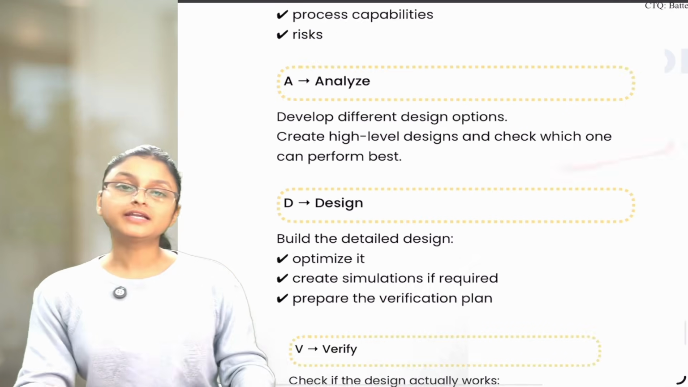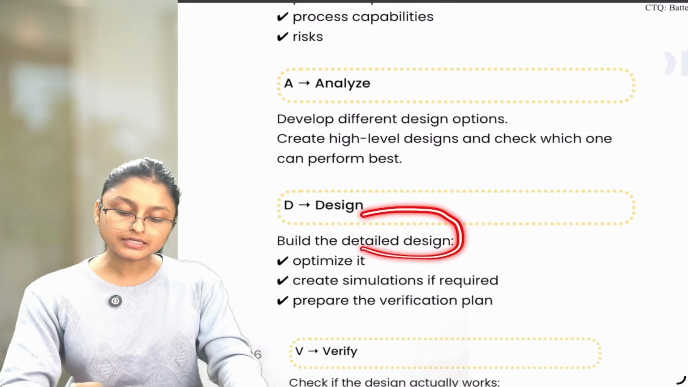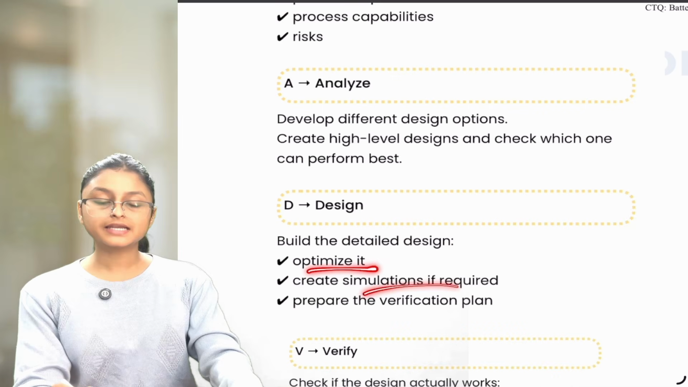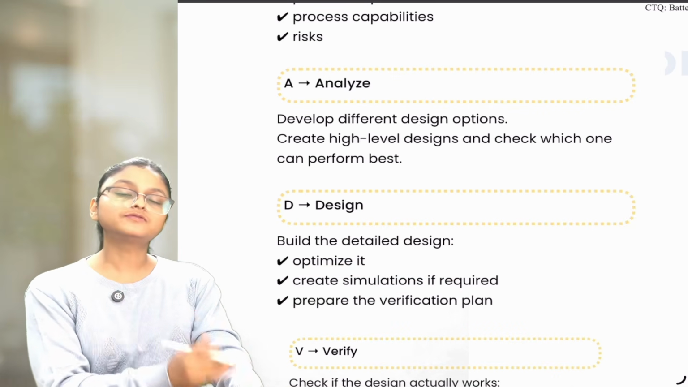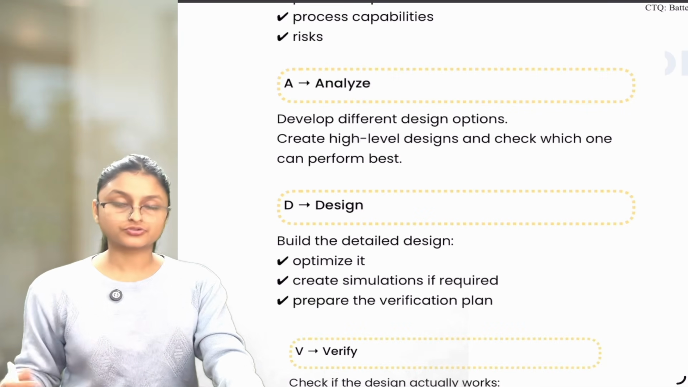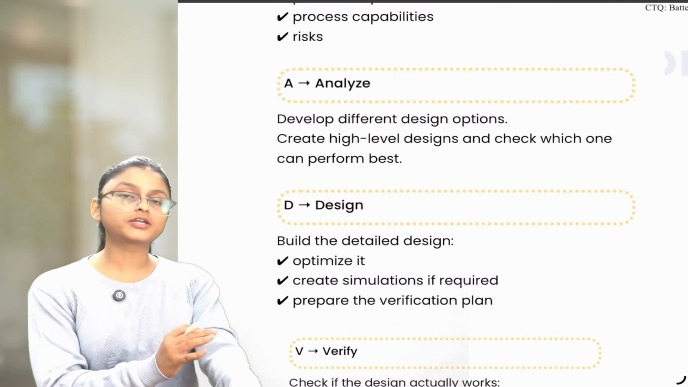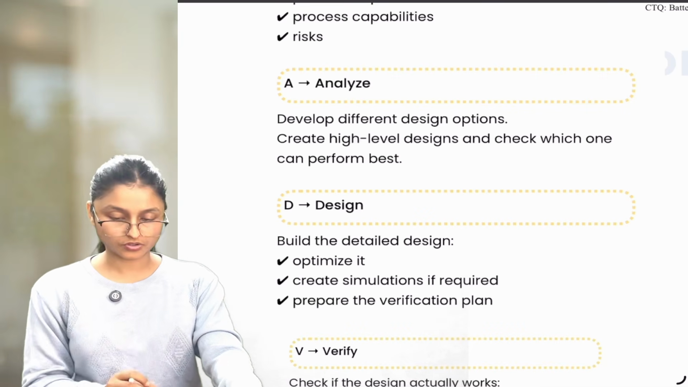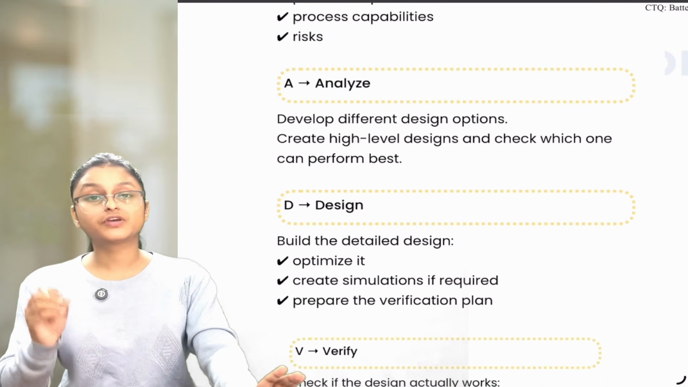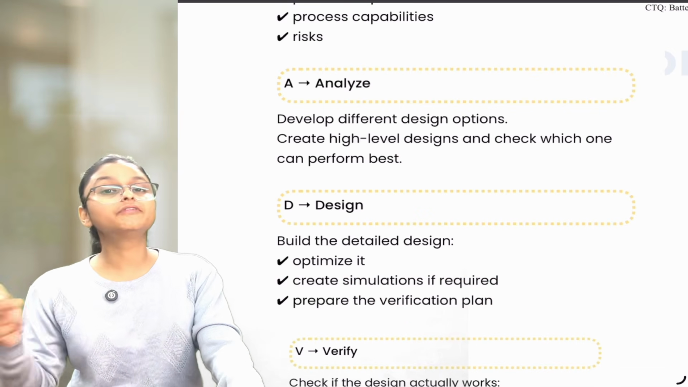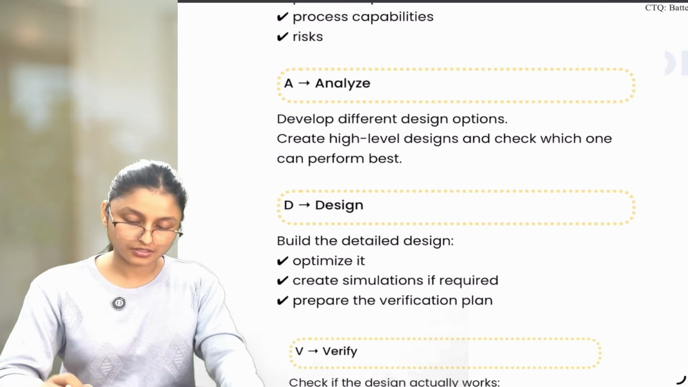After finding the best design, build the detailed design, optimize it, and create a simulation. Simulation means you can create a dummy model of what your process should look like, so that you can check or work on it and see whether it's actually working or not. And then we'll create a verification plan: whether this process is working or not, how we will check it, how we will verify it.